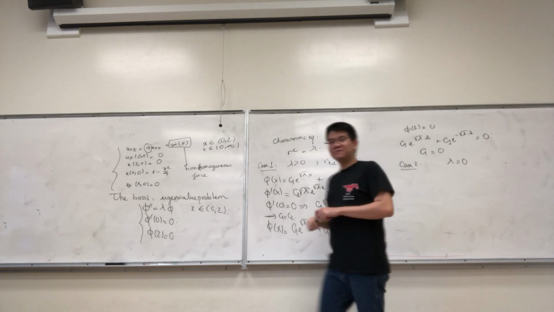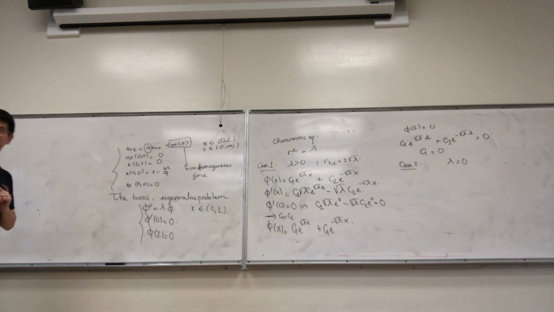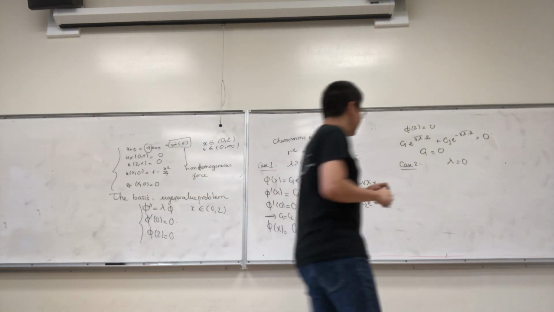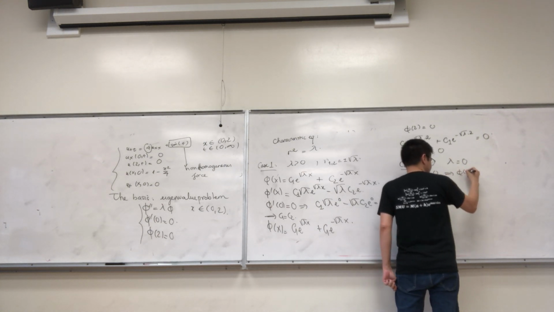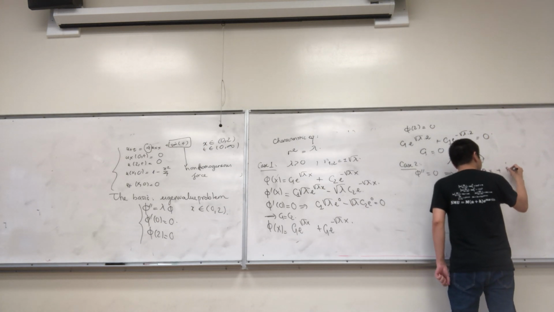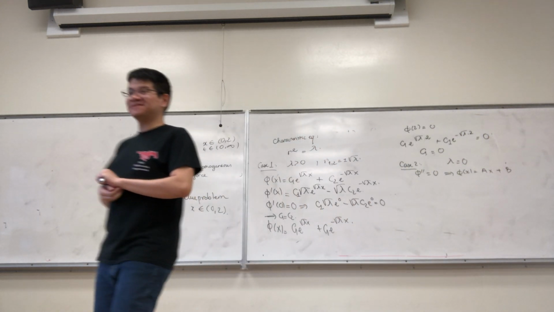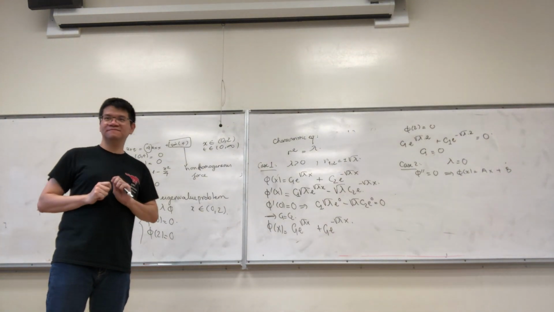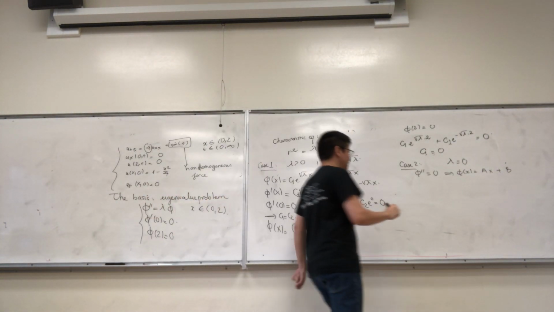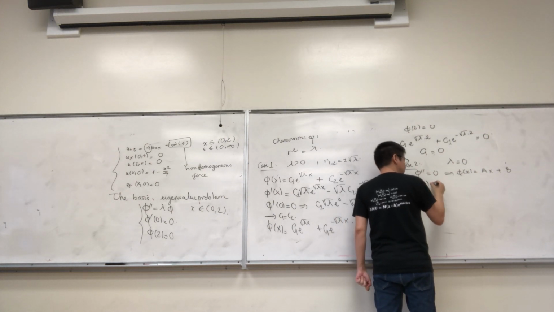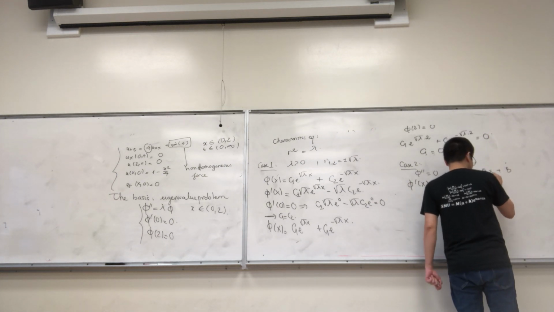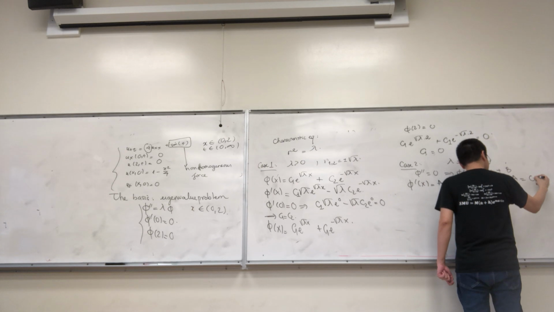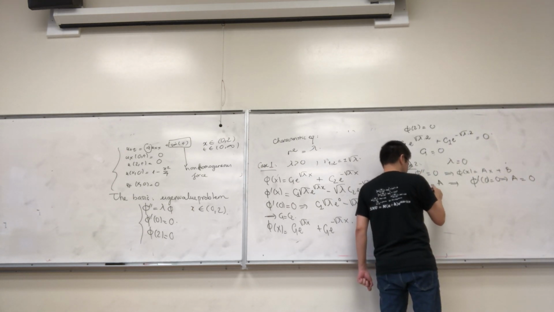Lambda is 0. So what happens when lambda is 0? Phi double prime is 0, so phi prime is ax plus b. In this case phi double prime is 0, which means that phi x is ax plus b. What is the next step? Take the derivative of this, which gives me a, and use the first boundary condition. You have phi prime is 0, which means that a is 0, right? So phi x will be b.